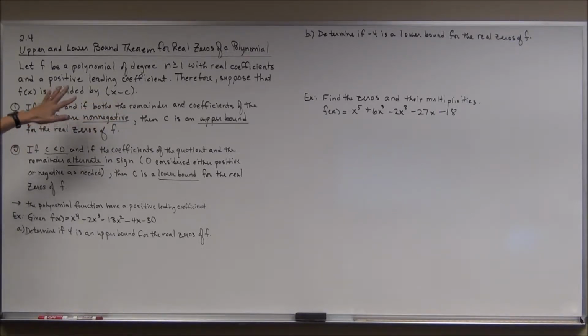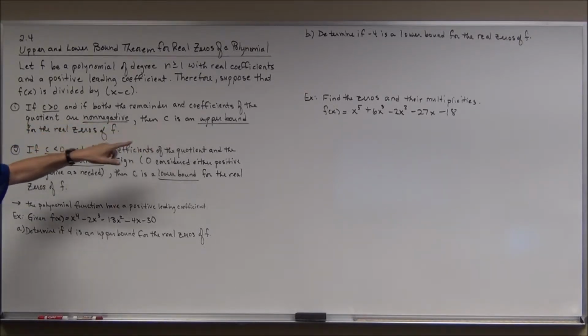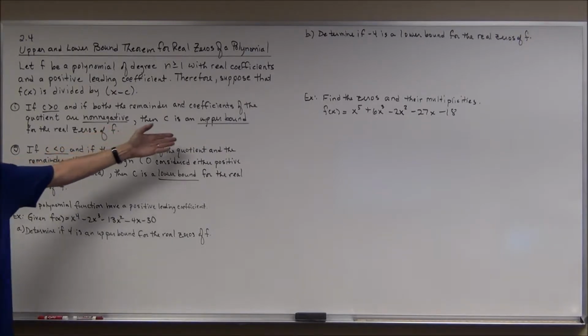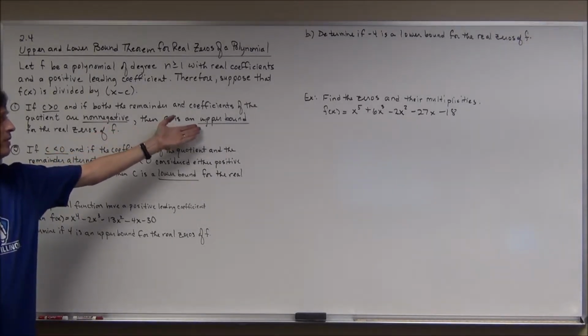Okay? So we'll use synthetic division, right? If c is greater than 0, and if both the remainder and the coefficients of the quotient are non-negative, that includes 0, then c is an upper bound for the real zeros of f. Now you say, well, what's an upper bound? Well, an upper bound is like the maximum that it could be for the zeros.